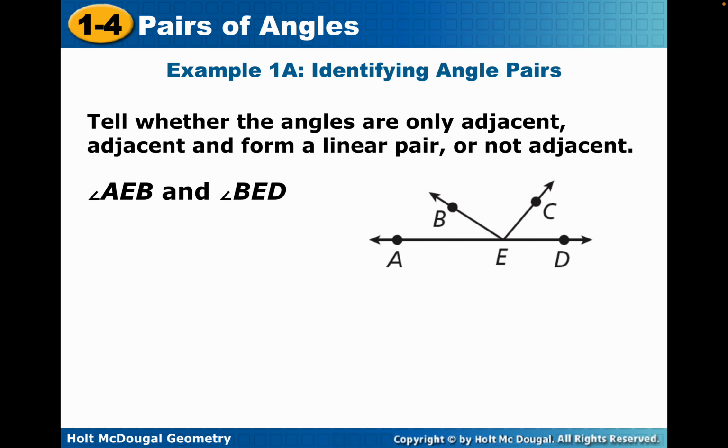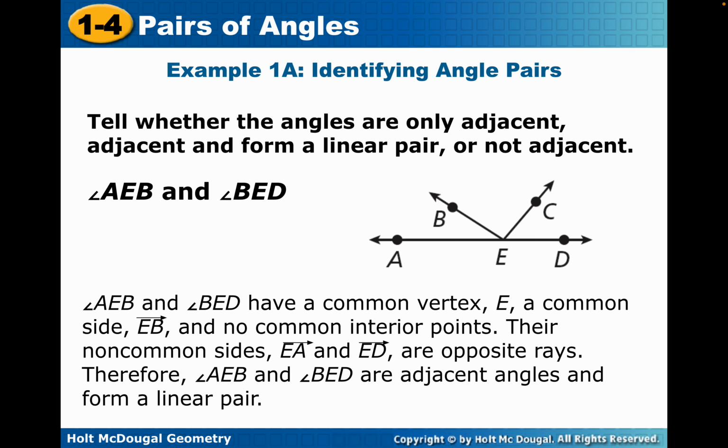Is this going to be yes or no? What do we think? Raise your hand if you think it's yes. You should all have your hands raised. It's going to be a linear pair because these two angles are connected to this straight line, or these are opposite rays. So this is an example of a linear pair. It's adjacent and it forms a linear pair. There's just a little example.